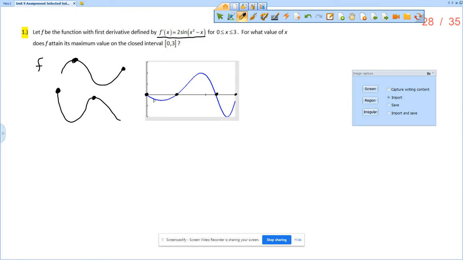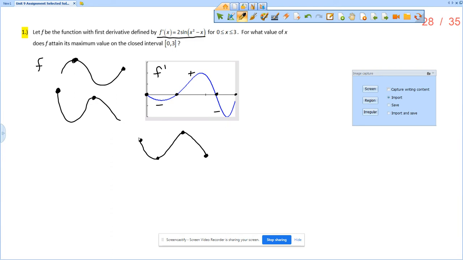Now let's think. This is the graph of f prime, so the derivative is negative, then positive, then negative. Negative means decreasing, so this would be a local minimum. So we have an endpoint, a local minimum, then positive, then a local maximum, and then negative again, and then we go to our endpoint.